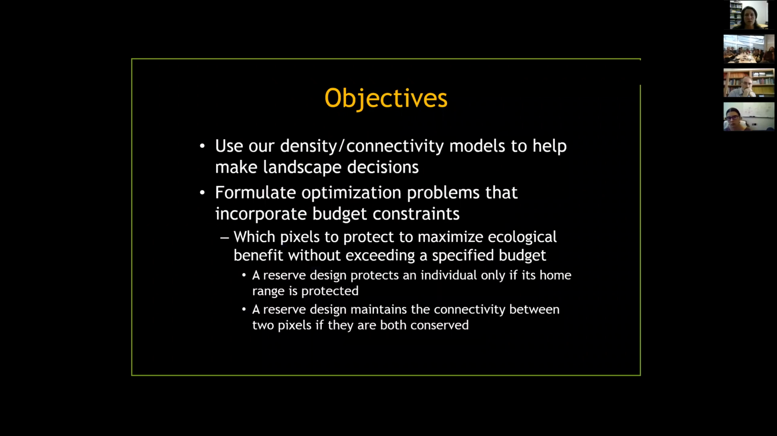So the objectives of this work are to use our density and connectivity models to help us make landscape scale decisions, to help us make decisions about what particular landscape parcels are more important than others to have a connected landscape. So we can formulate these optimization problems that incorporate specific budget constraints. And so the question is, which pixels are we going to protect to maximize the ecological benefit, for example, density-weighted connectivity, without exceeding a specified budget? Now, there's two different considerations here. One is that the reserve design should protect an individual only if its home range is protected. So we need some area or amount of that home range to protect. And then the reserve design needs to maintain the connectivity between two different pixels. So both of those pixels need to be conserved if there's high connectivity.